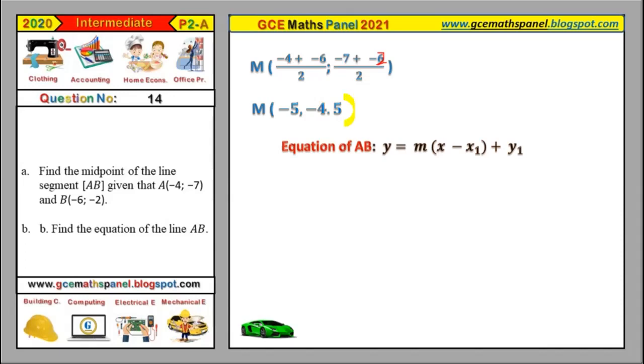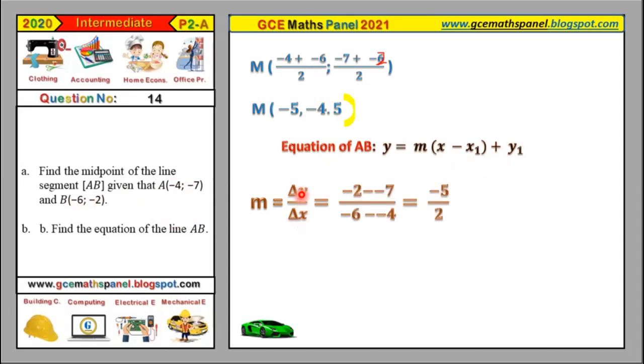And then the equation of a line is actually given by y equals m into x minus x1 plus y1, where we can either consider our x1 and y1 to be minus 4, minus 7, or we can take minus 6, minus 2. But what is m? M is the gradient. And how do you calculate the gradient? It's change in y over change in x.